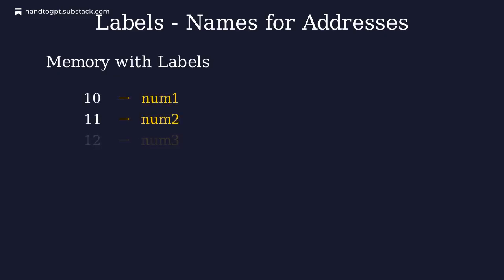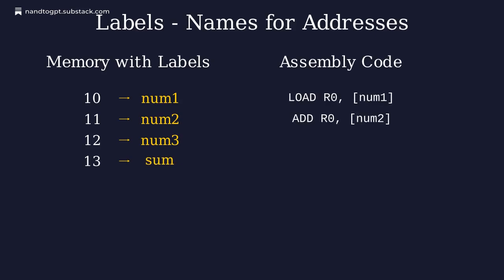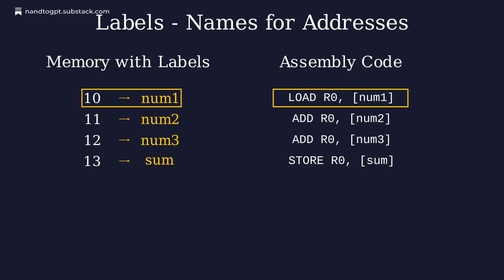Look at those addresses, 10, 11, 12, 13. What do they mean? Which one holds the first number? Which holds the sum? What if we could give them names? With labels, the code can tell a story. Load num1, add num2, add num3, store to sum.